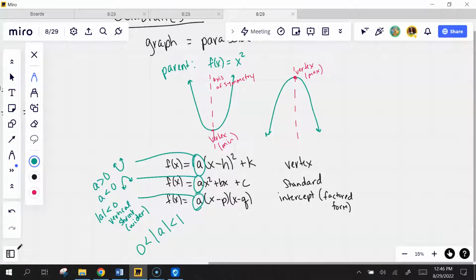The same thing as a horizontal stretch. If A is between 0 and 1, that's a vertical shrink. Stretch. Wait, that is opposite. Wait. This is between.